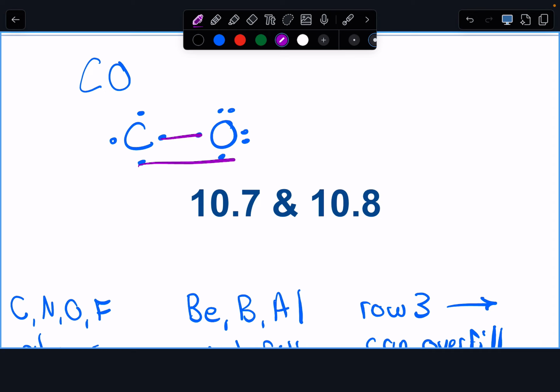The only option here is to take an electron from oxygen and give it to carbon. Okay, so I'm going to cross it off the oxygen and give it to the carbon, and then form that 3rd bond. So nobody's perfectly happy. I hate saying happy. I try to avoid that as much as possible.